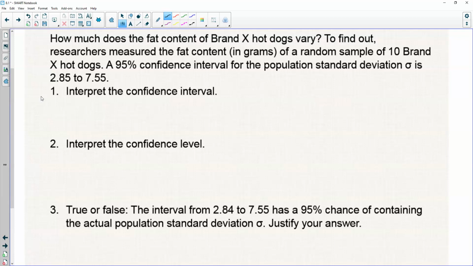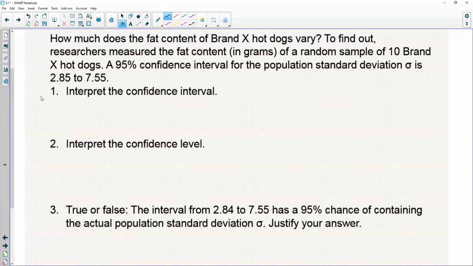I'm going to say that one more time in case you missed it the first time or want to hear it again. We are 95% confident that the interval from 2.85 to 7.55 grams captures the population standard deviation of the fat content of brand X hot dogs.